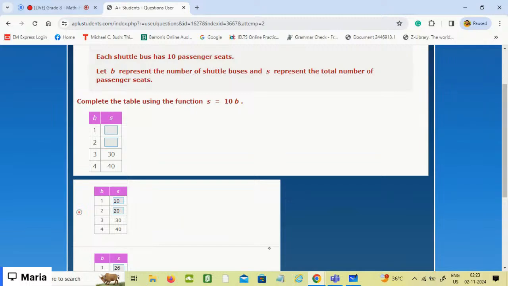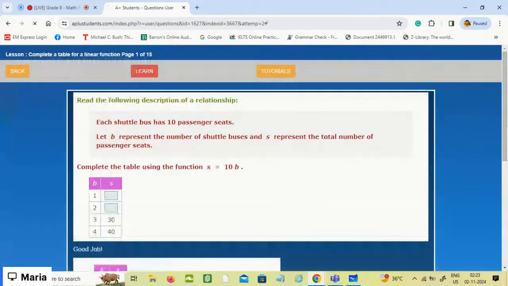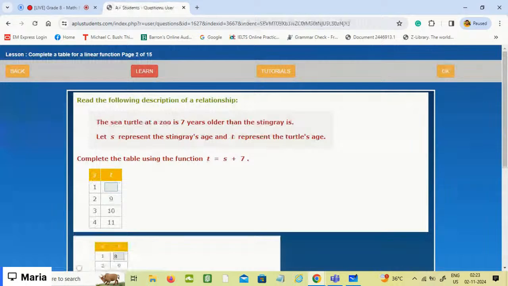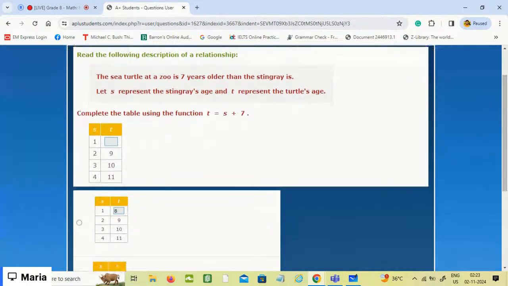Let's just move on to the next question. The sea turtle at a zoo is 7 years older than the stingray is. Let S represent the stingray's age and T represent the turtle's age. Complete the table using the function T equals S plus 7. So which is the correct option?